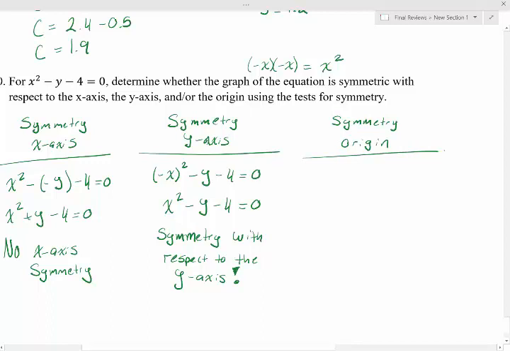So for the origin, we're going to let x be equal to negative x and y be equal to negative y. So we're basically combining the two previous symmetry tests together. So I'm going to have the negative of x, squared, minus negative y, minus 4 equals 0. Well, negative x squared is going to become x squared again. Minus negative y will be plus y, and then minus 4 equals 0. Oh, well, that's the same thing we got for our symmetry with respect to our x-axis. So there's definitely no origin symmetry.